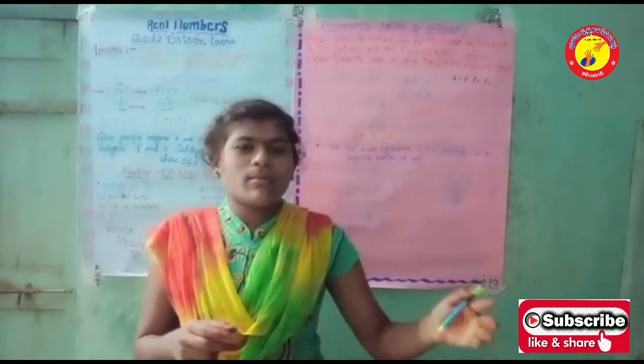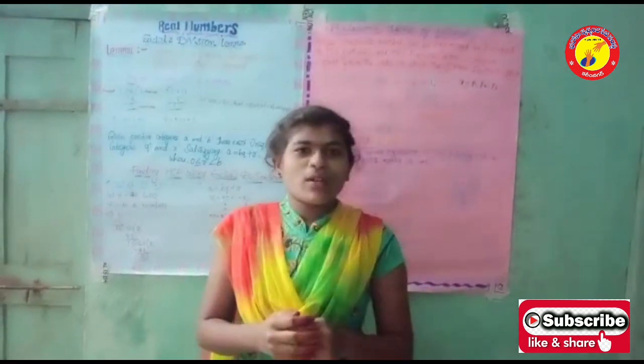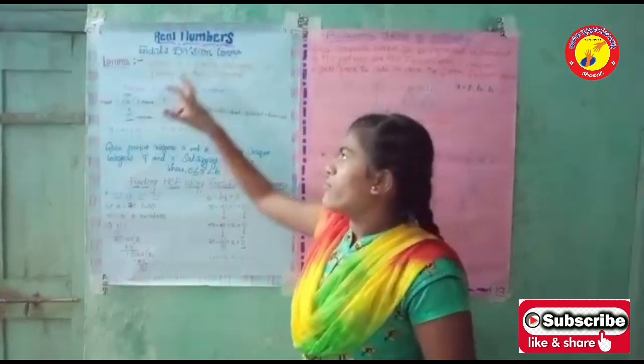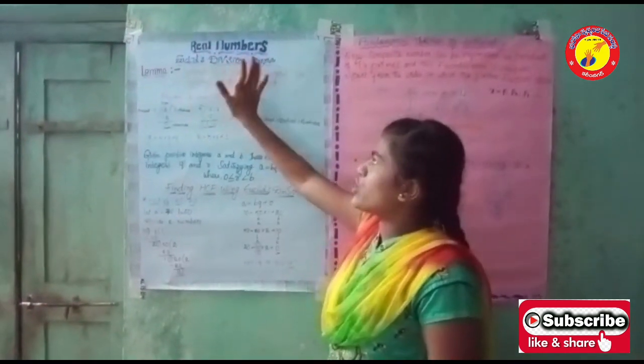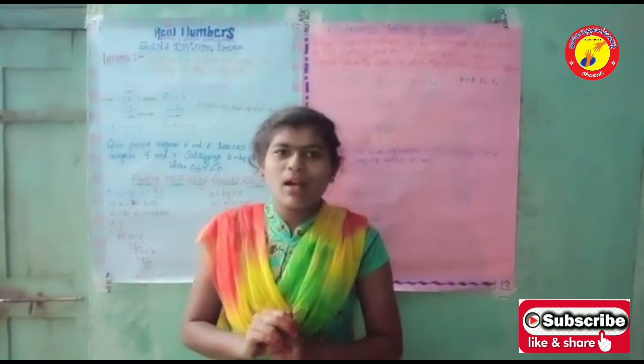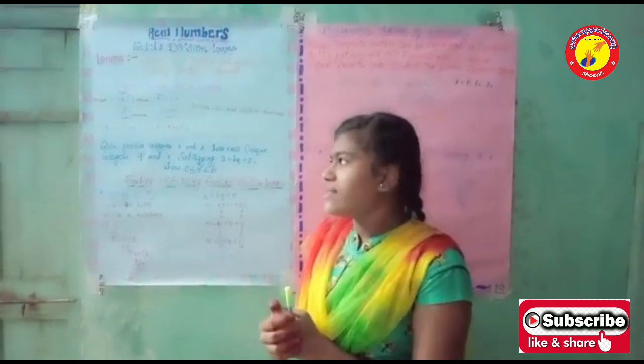Real numbers are of two types, rational numbers and irrational numbers. Both the combination of rational numbers and irrational numbers are real numbers. Now we are going to discuss some topics from chapter 1 of class 10, Real Numbers, that is Euclid's division lemma. Do you know what a lemma is? Yes, a lemma is a proven statement used for proving another statement.